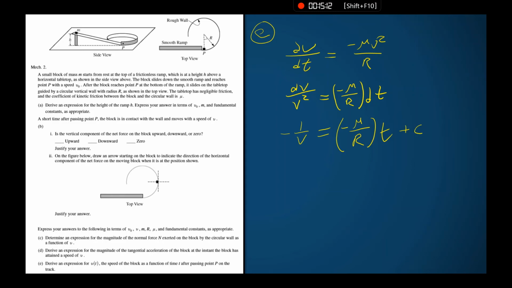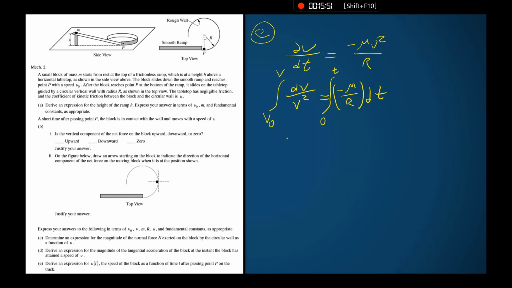Okay, wait, we've actually got bounds here. So let me go back. Because our bounds are going to be different. When we go to integrate this, we're integrating velocity from what to what and time from what to what. Velocity is from v sub 0, so initial velocity on the ramp, until, okay, I'm just going to call it v, velocity right now.